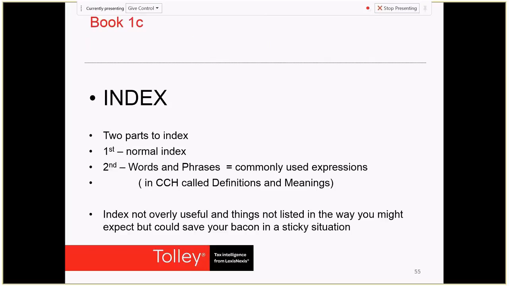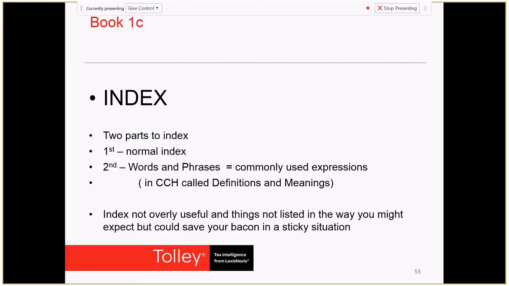And then we come to the index. Now, the way that the index works is for CCH, they just have a book that's called the index, which is quite nice and neat. Tolley's, not so good. In Tolley's, the index for book 1 is at the end of 1C. And then the index for inheritance tax is at the end of inheritance tax. The index for NIC is at the end of the NIC blob. And then the index for VAT is at the end of the VAT book.